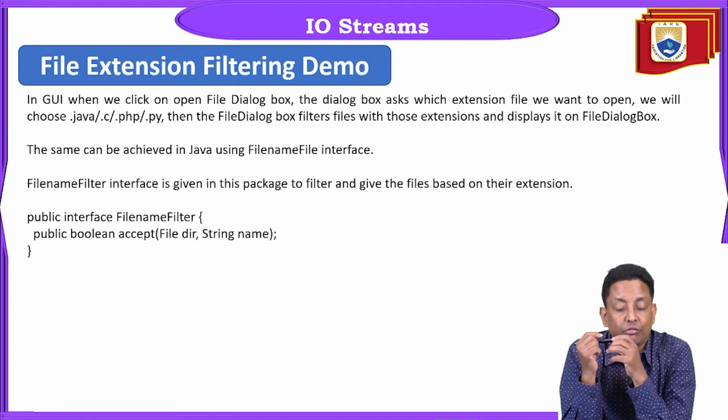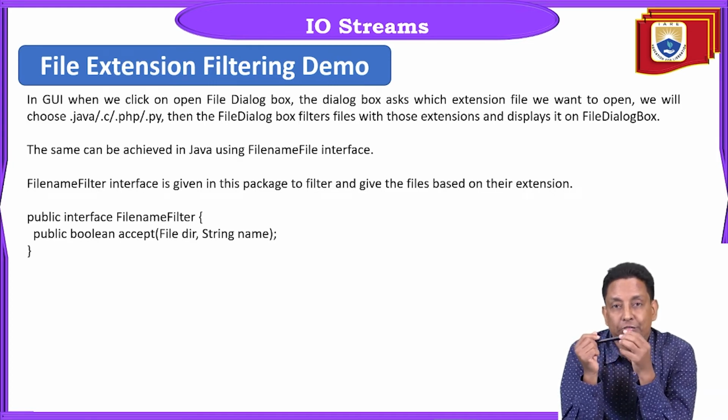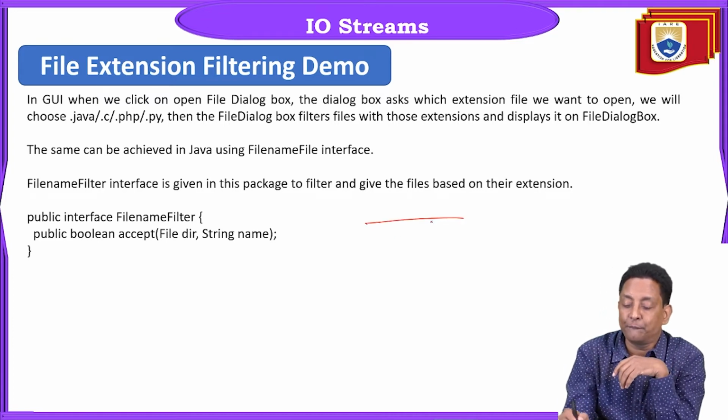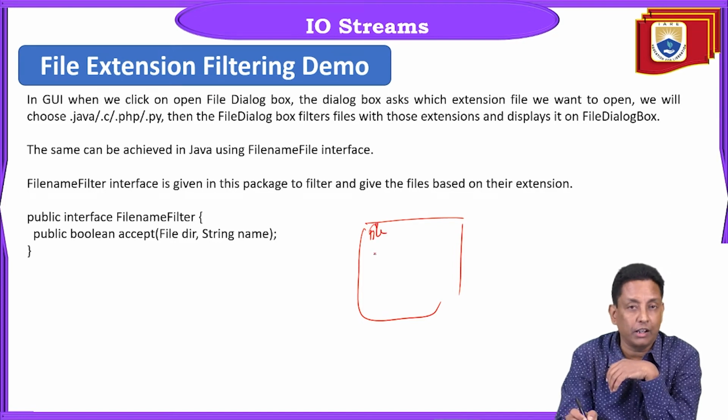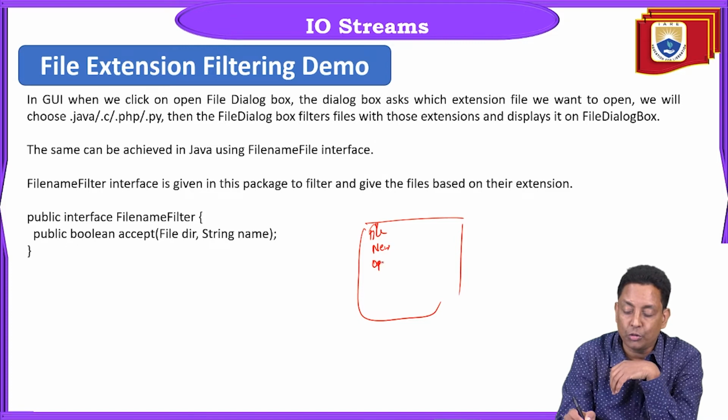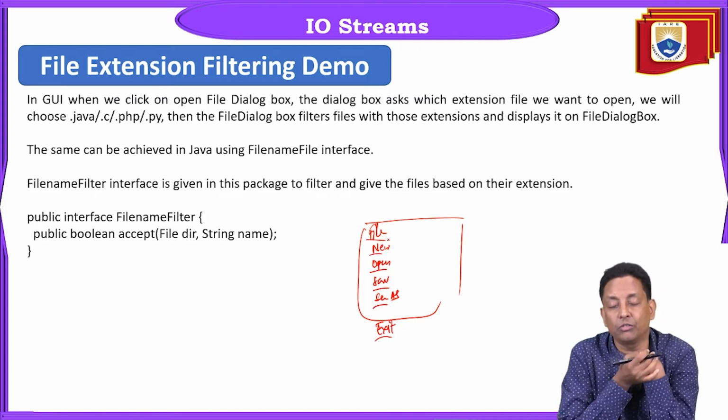Next, coming to the file extension filter demo. For example, if you open Notepad, here you will find one menu called File. In the File menu, you will find menu items called New, Open, Save, Save As, and below that, Exit. These are the menu items under the File menu.